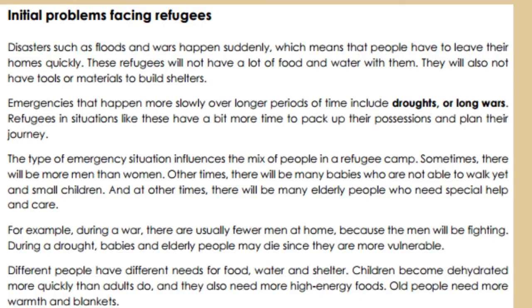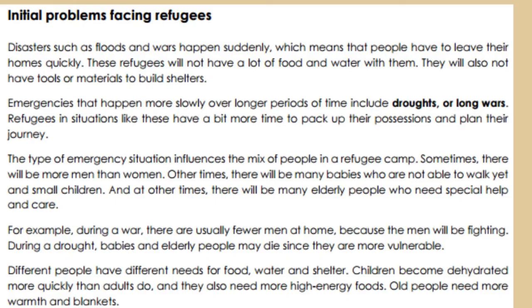The type of emergency situation influences the mix of people in a refugee camp. Sometimes there will be more men than women. Other times, there will be many babies who are not able to walk yet, and small children. And at other times, there will be many elderly people who need special help and care. For example, during a war, there are usually fewer men at home because the men will be fighting. During a drought, babies and elderly people may die since they are more vulnerable.